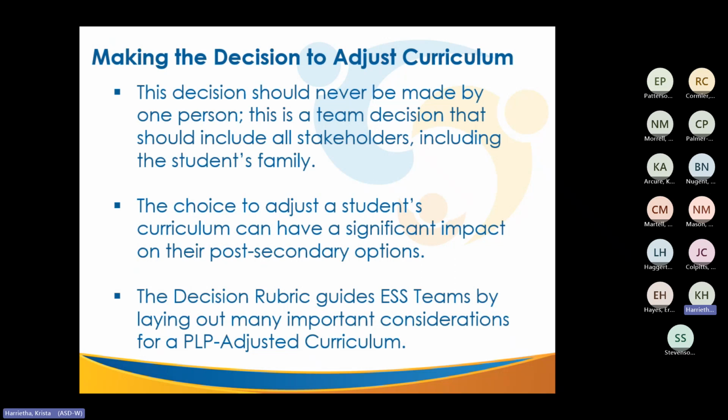This is a team decision that should include all stakeholders, including the student's family. The choice to adjust a student's curriculum can have, like I said before, a significant impact on their post-secondary options. And the decision rubric guides the team to figure out what is needed and if those adjustments are needed to be put in place for that particular subject.